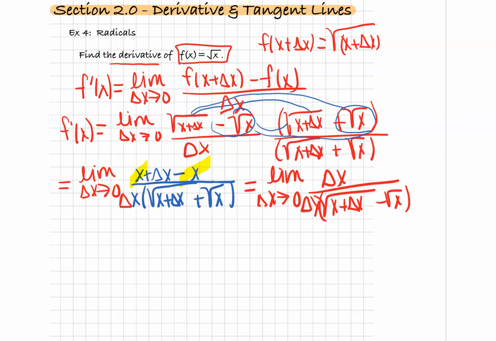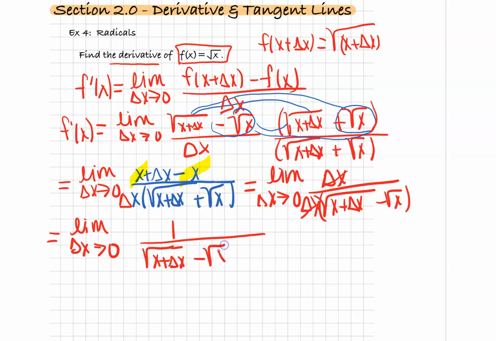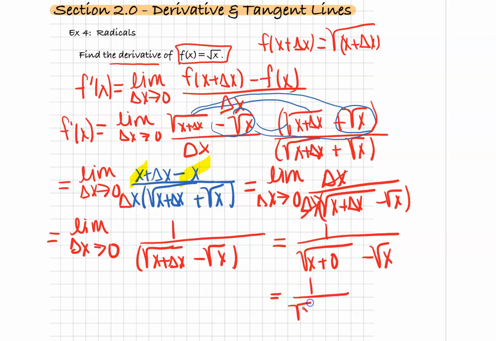I went to go to my next checkpoint of canceling that delta x, but I had my form wrong there. So these delta x's are going to cancel. That's my next checkpoint to make sure I'm on the right path. So the limit as delta x goes to 0 of 1 over the square root of x plus delta x minus the square root of x. And then I'm able to evaluate and find that limit. So it gives me 1 over the square root of x plus 0 minus the square root of x. So that's 1 over the square root of x minus the square root of x.